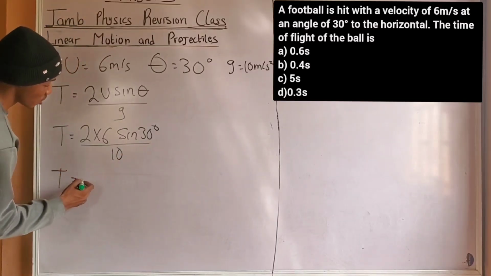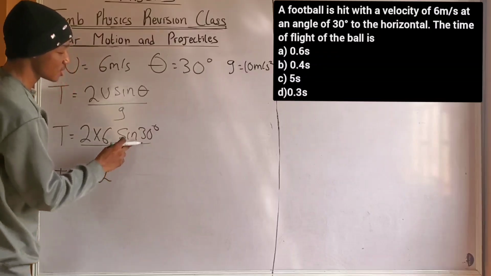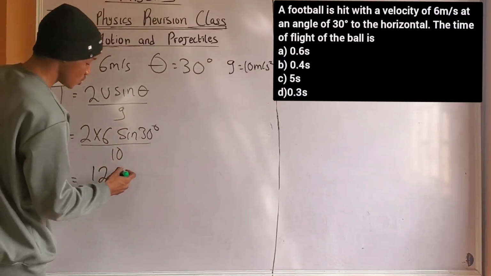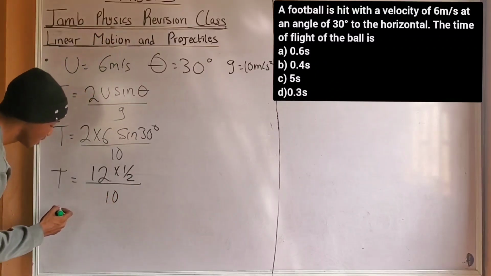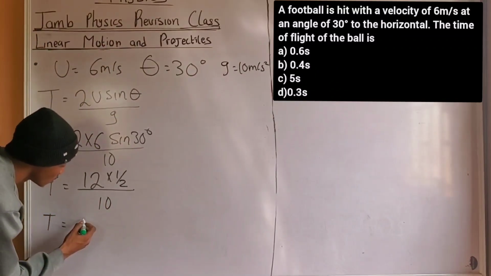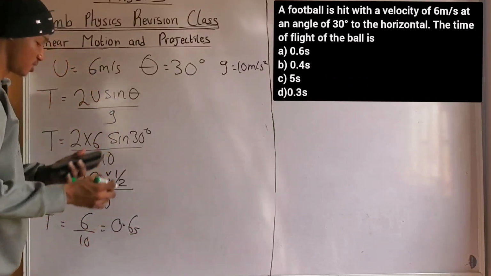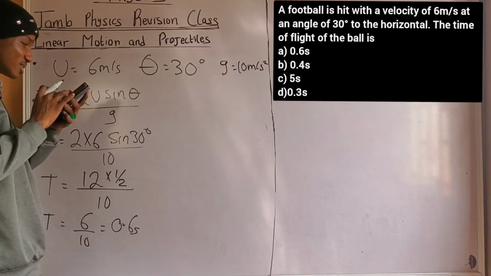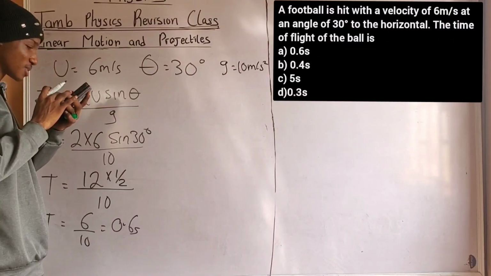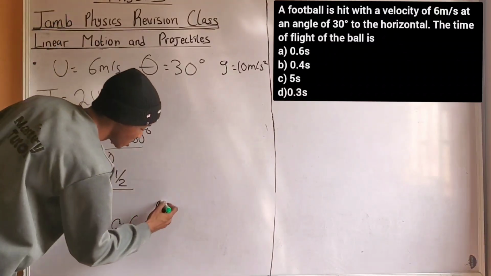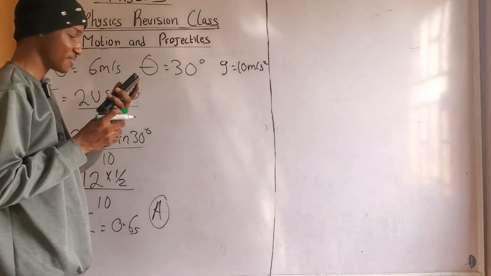So the time of flight will be equal to 2 times 6, which is 12. So I'm going to have 12. Now sine 30 degrees is what? 1 over 2. 12 times 1 over 2, all over 10. Okay, T will be equal to 6 all over 10. That is 0.6 seconds. So the correct option to that question is option A. Option A is correct. Now, let us proceed to the next question.